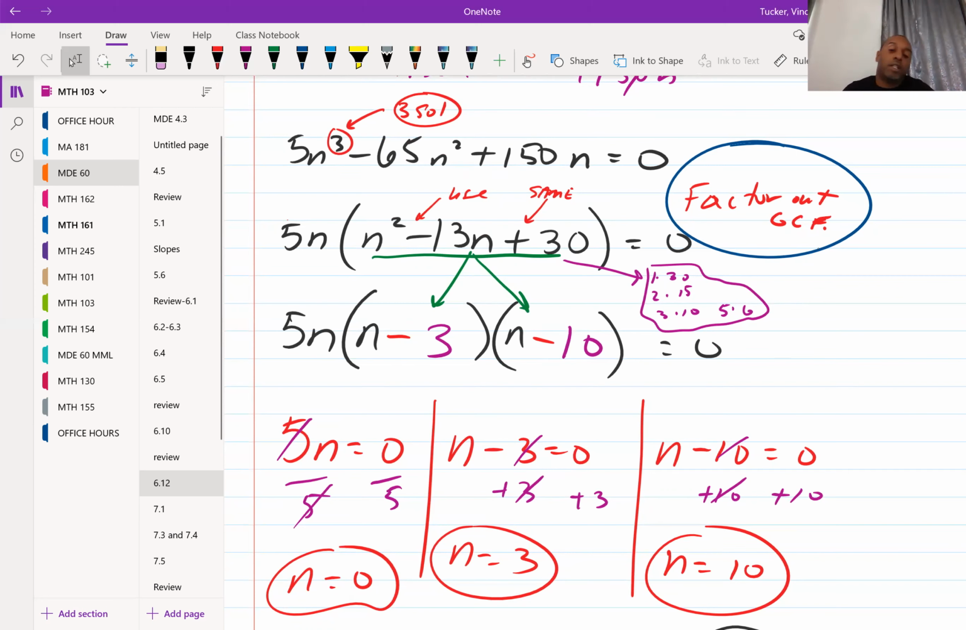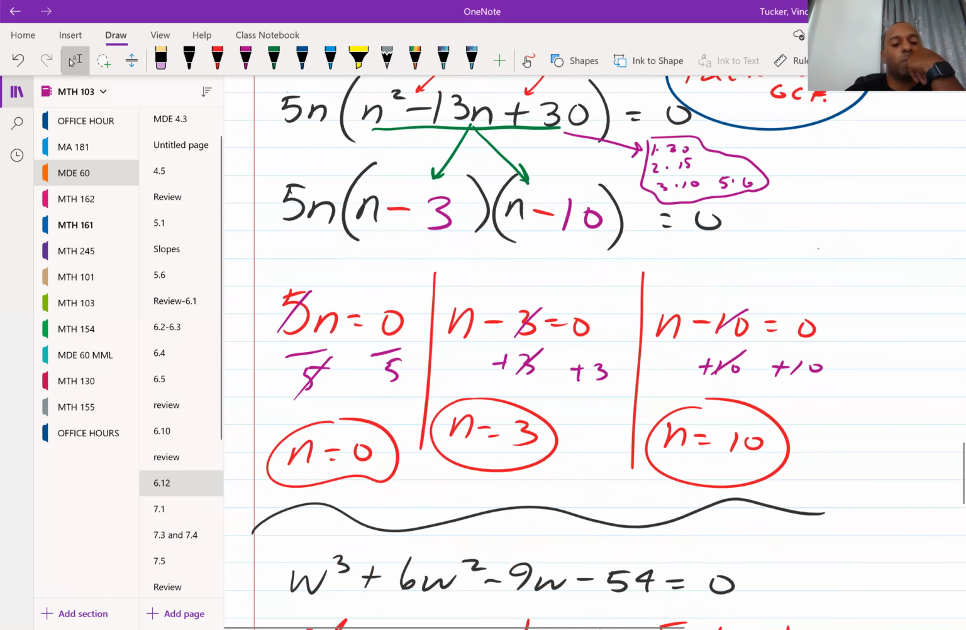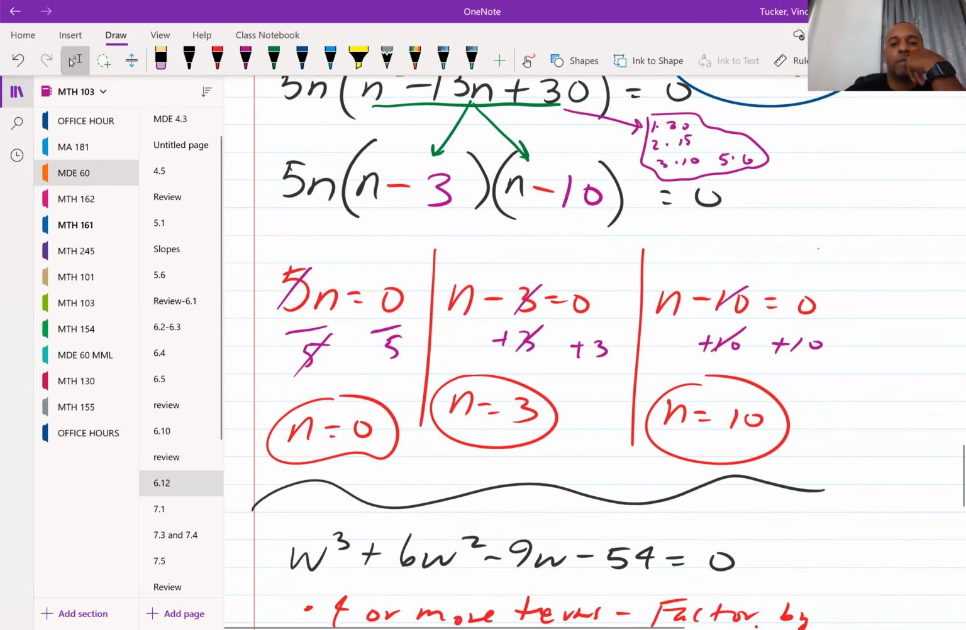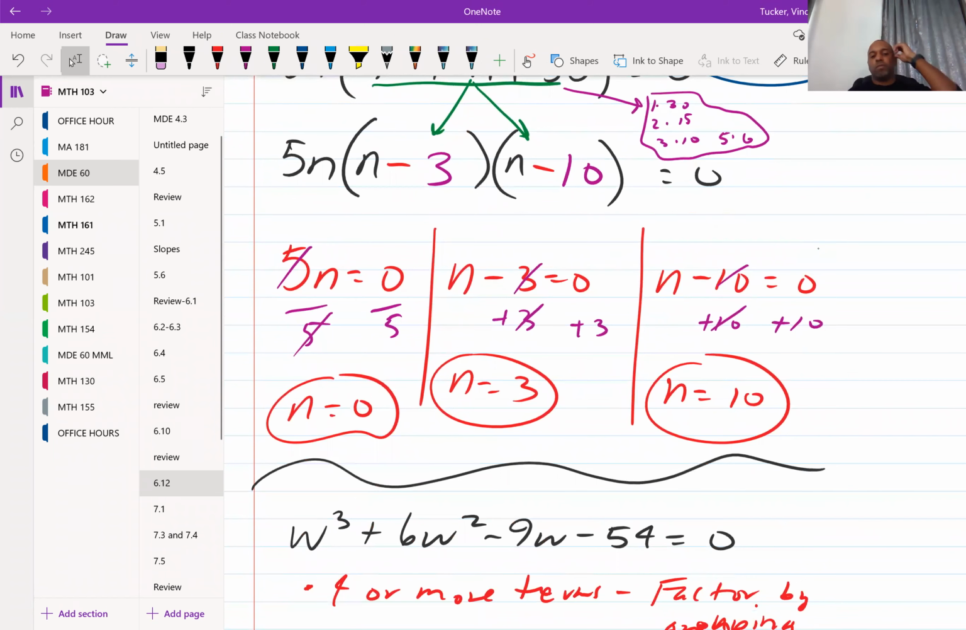So you see how this section is still leaning on your ability to factor. And we just add that last step of setting each factor piece equal to 0. Any questions? Any questions? All right. We got a few more.